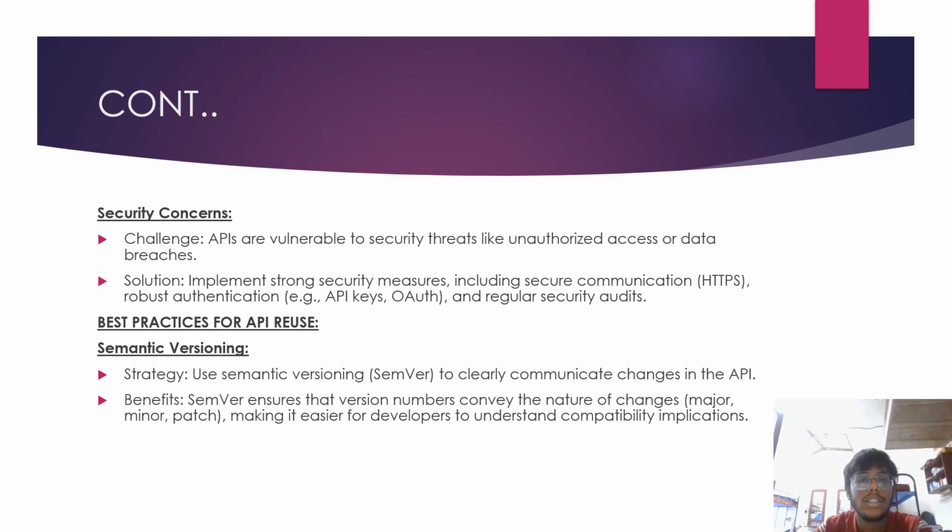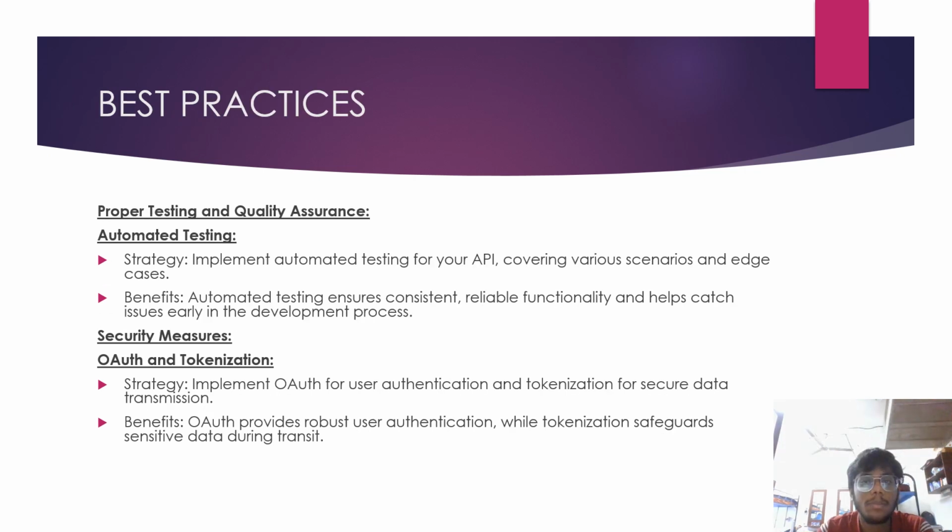Challenge: APIs are susceptible to security threats, including unauthorized access, data breaches, and other vulnerabilities. Solution: to address these concerns, it's crucial to implement strong security measures in API development. These measures may include using secure communication protocols like HTTPS, employing robust authentication mechanisms such as API keys or OAuth for access control, and conducting regular security audits to identify and remediate potential vulnerabilities. By doing so, you can safeguard your API and the data it handles from security risks when you reuse different APIs. Next one is best practices in software reuse by using different APIs.